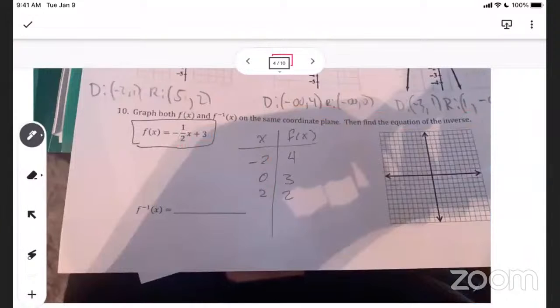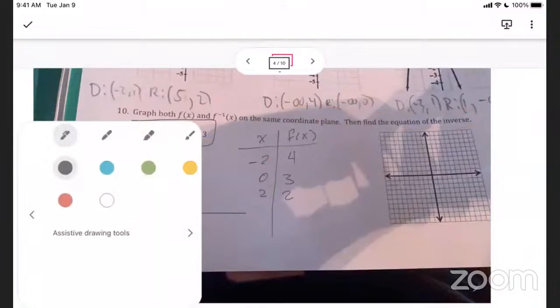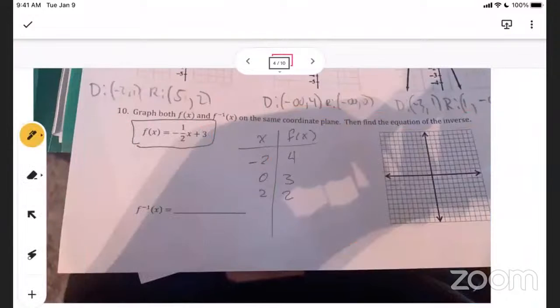Okay. Now watch what I'm going to do. I'll just go ahead and do it on the graph. I'm going to graph this in yellow. So -2, 4 is up there. 1, 2, 3, 4. Yep, that's right. 0, 3 is right here. And 2, 2 is right there.